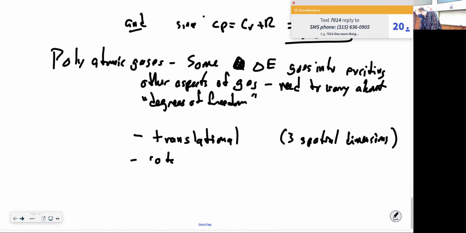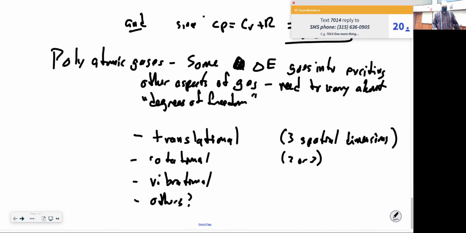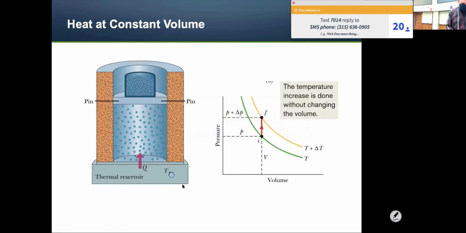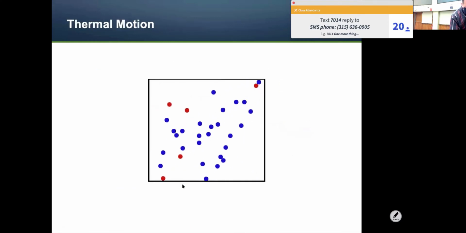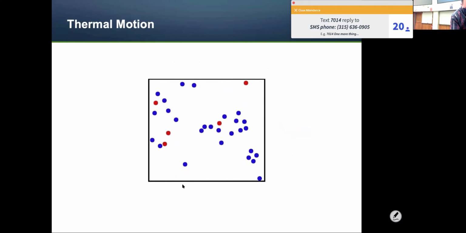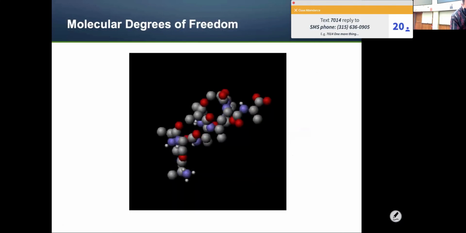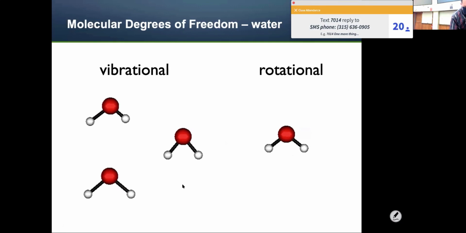You also have rotational, usually 2 or 3 for simple molecules. Vibrational, these can be a lot. Others, who knows? To give you an idea about how this works, I have a PowerPoint slide. Oh yeah, here it is. This is good. So here you go.